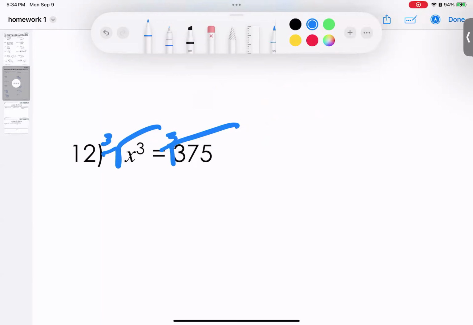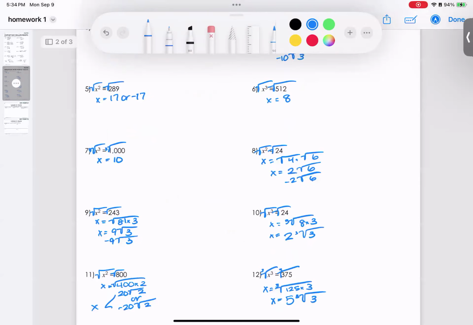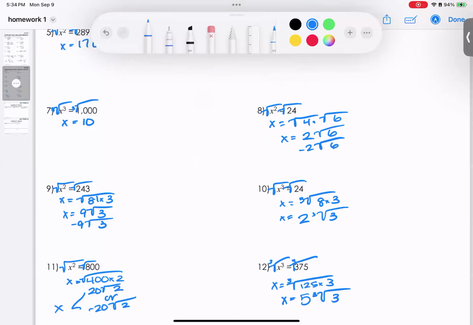Make sure you're putting that teeny tiny little 3 up on the top, as much of a reminder to you as it is to me. X is equal to, we can do the cubed root of 125 times 3, because 5 times 5 is 25 times 5 is 125. So X is equal to 5 cubed root 3. If you have any questions, please do not hesitate to bring them to class.